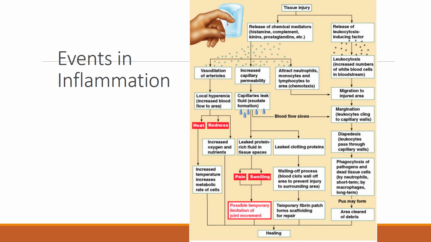Here is a simplified flowchart of what is happening when we have some type of tissue injury. The big thing you should focus on are these responses in red. Heat and redness, pain and swelling are all going to be the common events that occur with any type of inflammation.